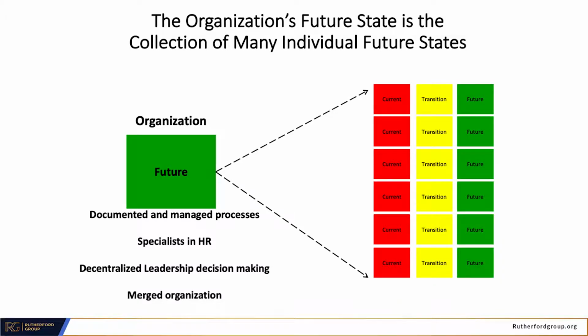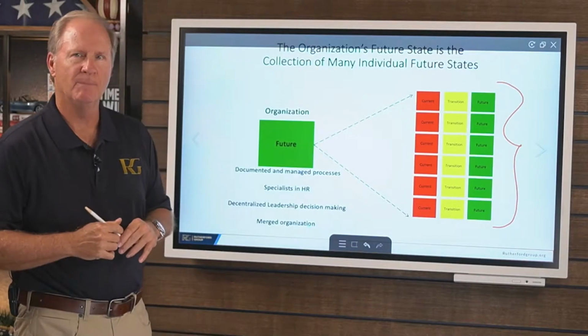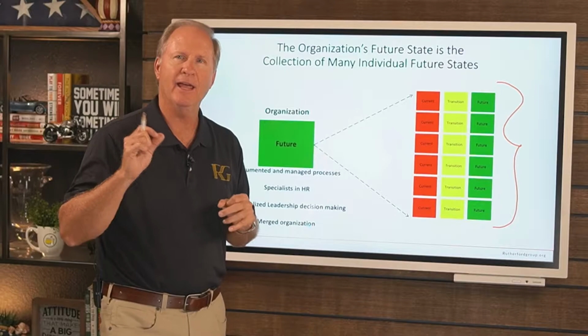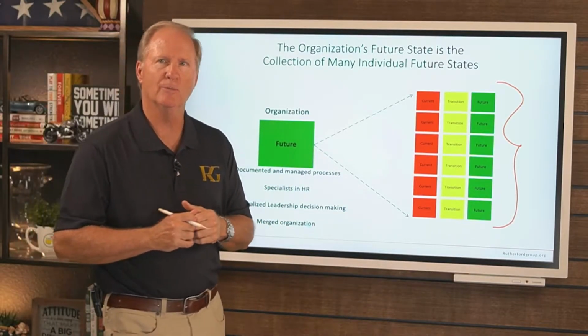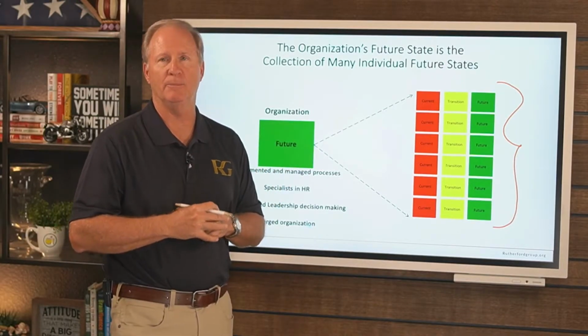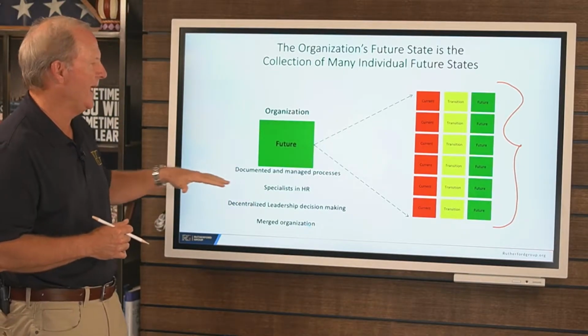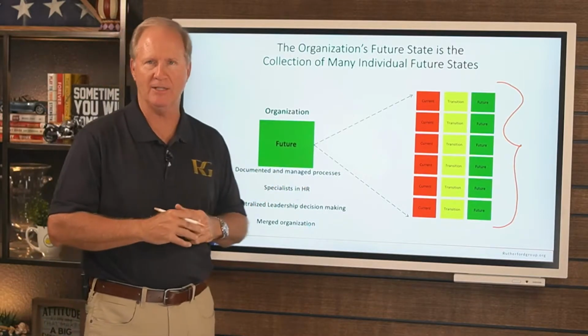Because what I think is really important here is when you think about it, in reality, the organization's future state is really a collection of many individual states. And depending on the number of individuals that are impacted and the degree of change for each person is really what determines how big your change effort needs to be. So for example, let's go back here to some of our examples. Let's look at moving from ad hoc processes to documented and managed processes.